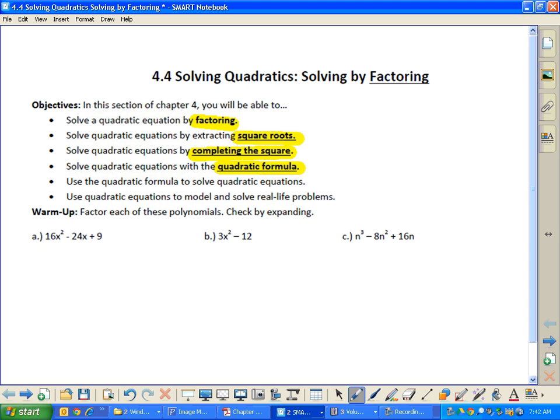But for the sake of this first lesson on solving a quadratic equation, we use factoring because factoring is just what we spent a good amount of time on. So to start the video, you're going to want to go ahead and press pause and try these 3 warm-up problems just to check your understanding of factoring.